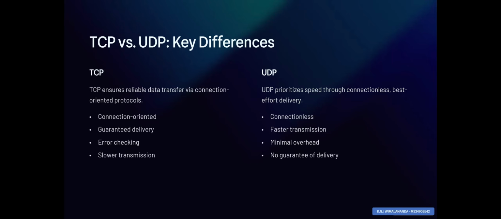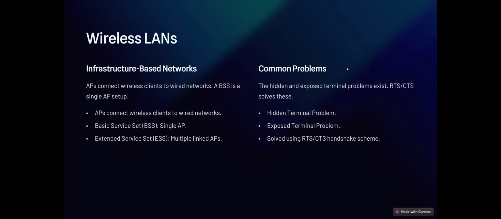So the choice between TCP and UDP depends on the specific requirements of your application, whether you prioritize reliability or speed, because UDP is connectionless, with faster transmission, minimal overhead, and no guarantee of delivery. And then let's move on to wireless LANs.